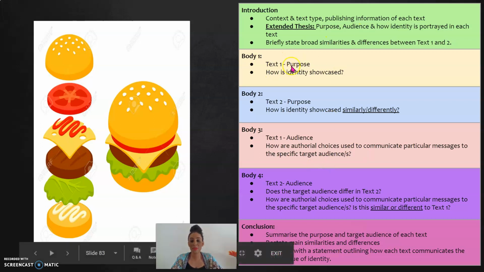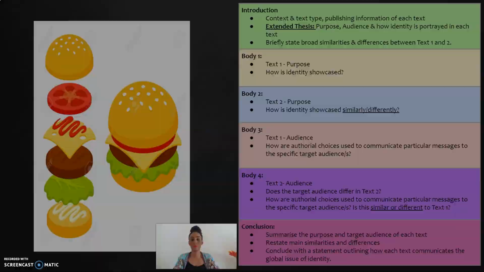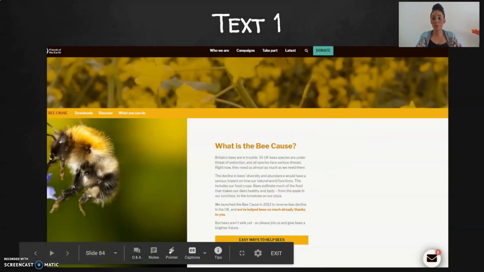So we're going text 1 purpose, text 2 purpose, text 1 audience, text 2 audience, and then to conclude, you need to restate your main point. So really we're just summarizing the purpose and the target audience of each text, restating a few of the main similarities and differences, and then, guys, you're concluding with a statement outlining how each text communicates that global issue of identity similarly or differently, okay? That's your general structure.